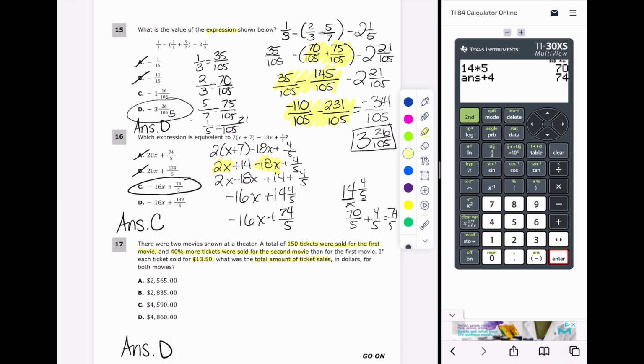Okay, so we know that the first movie sold 150 tickets. The second movie sold 40% more. So I don't want to know what 40% of 150 is. I actually want to know what 140% is. So I'm going to do 150 times 1.4. That's going to tell me the total number of tickets.